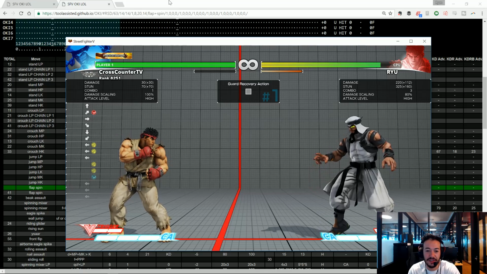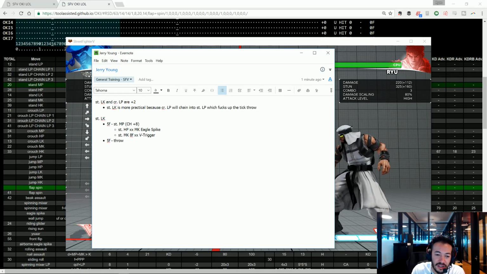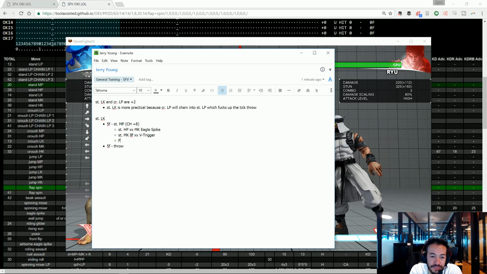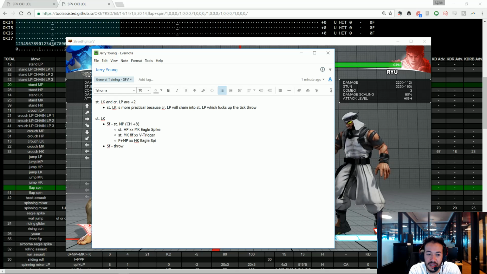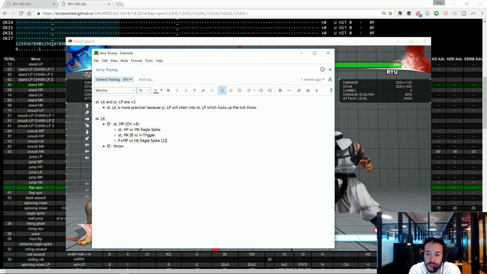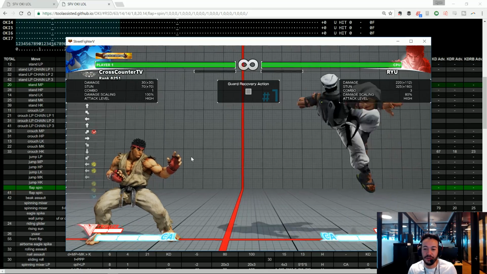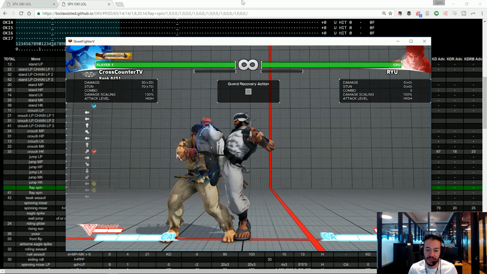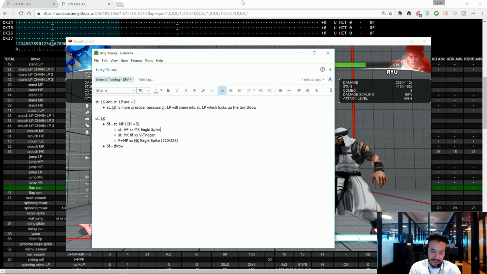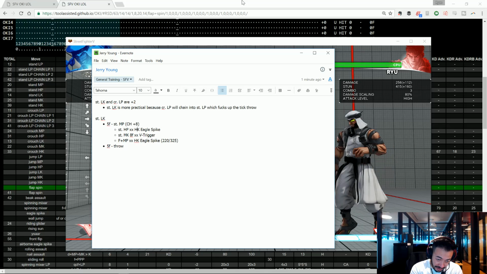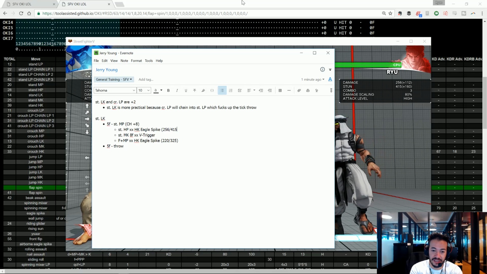Okay, so this is where it becomes important to write down our damage findings. So we could do standing medium punch, forward medium punch into heavy eagle spike, and that does 220 and 325 stun. Or we can do, and we forgot to write down the damage on this, heavy eagle spike on that one. So that does 256 and 415 stun.